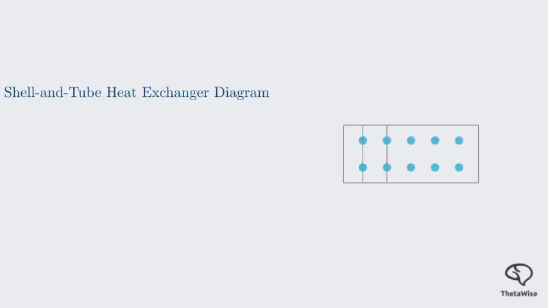Now, let's consider the construction types. One of the most common is the shell-and-tube heat exchanger. As its name suggests, it consists of a bundle of tubes inside a large shell. One fluid flows through the tubes, while the other fluid flows around the tubes through the shell. Baffles are often used to direct the shell side fluid and increase the heat transfer.